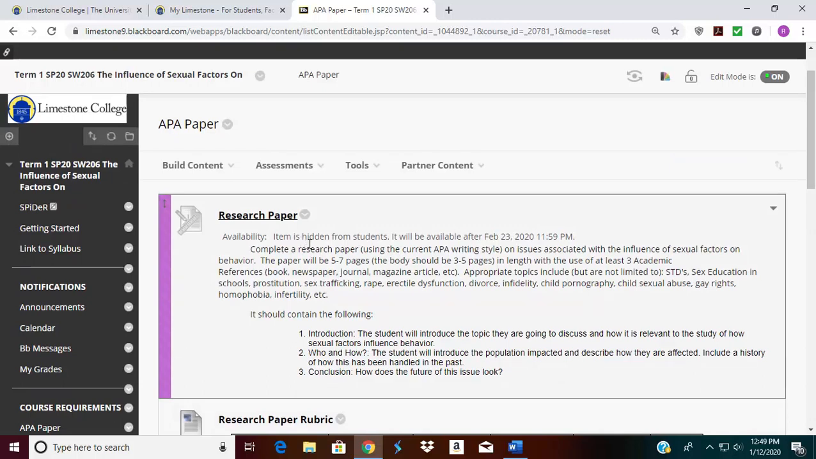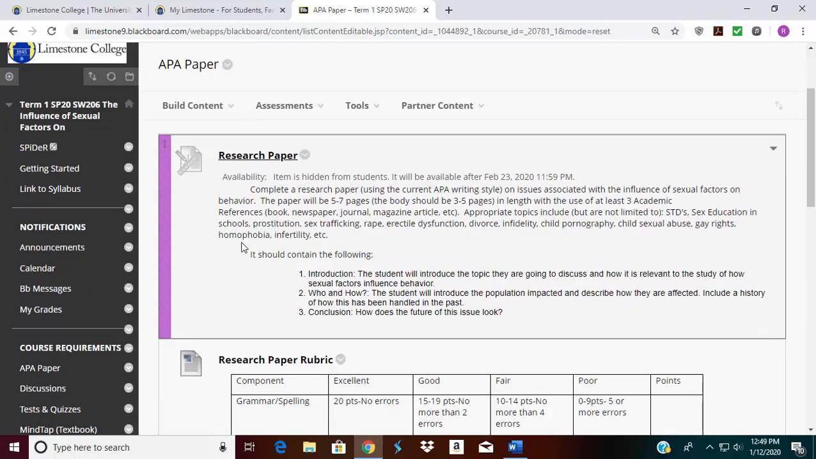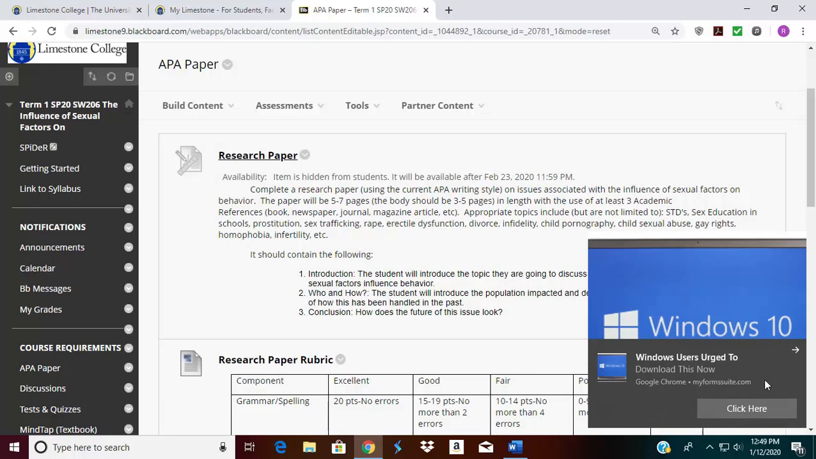And so you can see up here, when you click on it, it'll say this will be available to you after February 23rd. So this will open up to you after this date. For another course, it might be a Pacific day. So just be mindful of that.